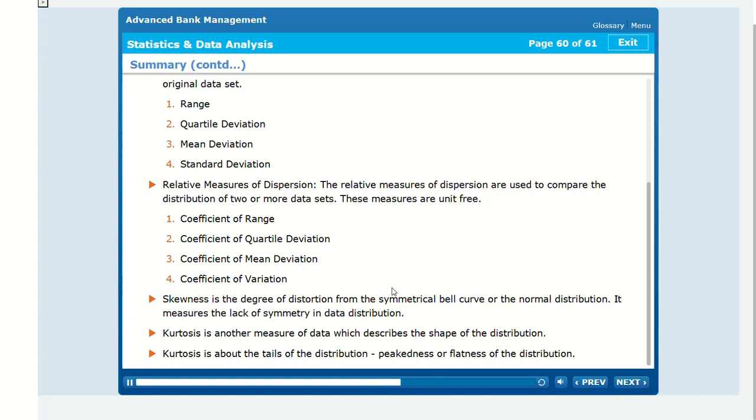1. Coefficient of range. 2. Coefficient of quartile deviation. 3. Coefficient of mean deviation. 4. Coefficient of variation. Skewness is the degree of distortion from the symmetrical bell curve or the normal distribution. It measures the lack of symmetry in data distribution. Kurtosis is another measure of data, which describes the shape of the distribution. Kurtosis is about the tails of the distribution, thickness or flatness of the distribution.